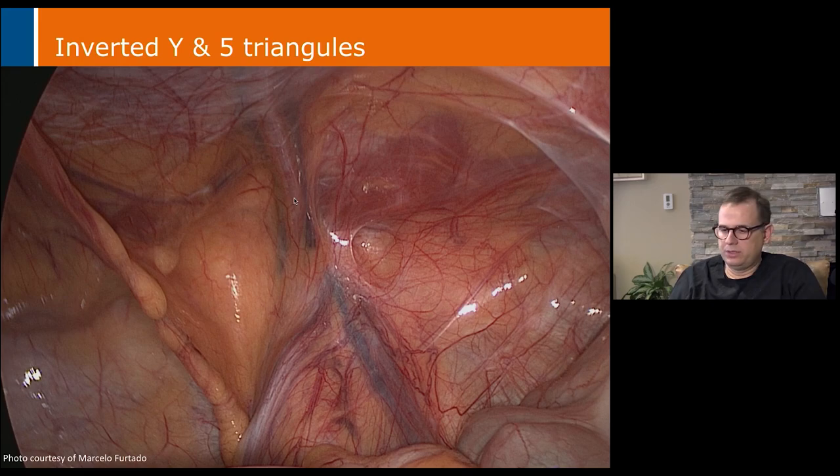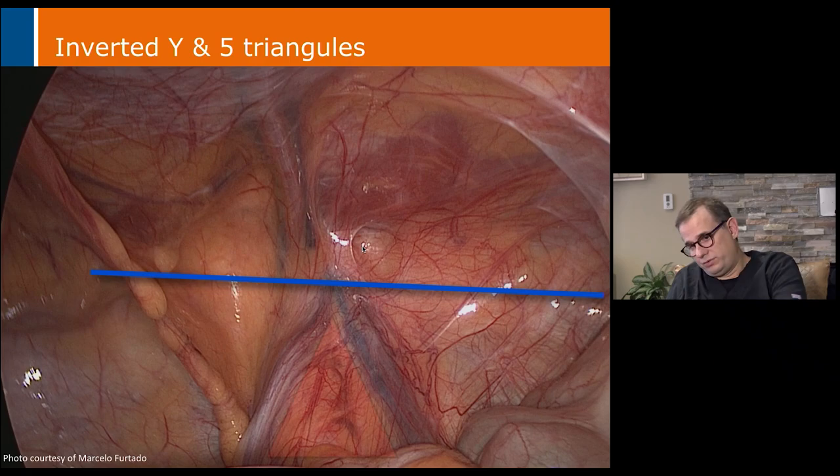So again, here we can see the epigastric vessels, we can see the vas deferens, we can see the spermatic vessels, we can see Hasselbach's triangle right here, we can imagine where is the pubis, we can imagine where are the nerves, we can imagine where are the external iliac vessels, we see the internal inguinal orifice, so we can see a lot without even beginning the dissection.